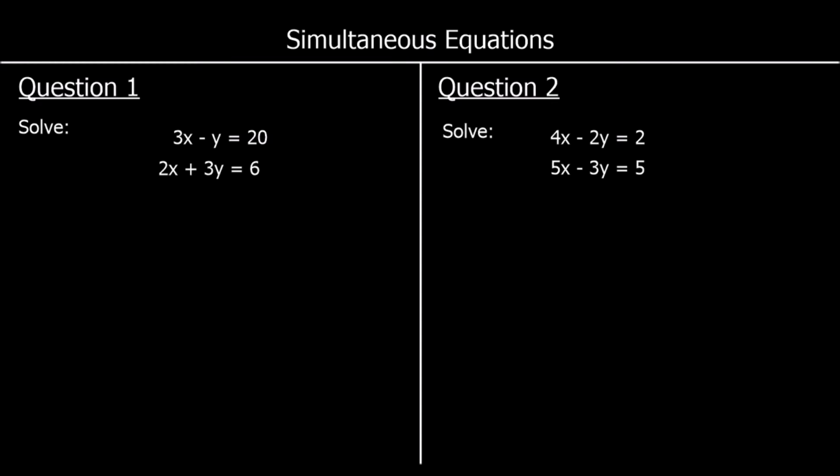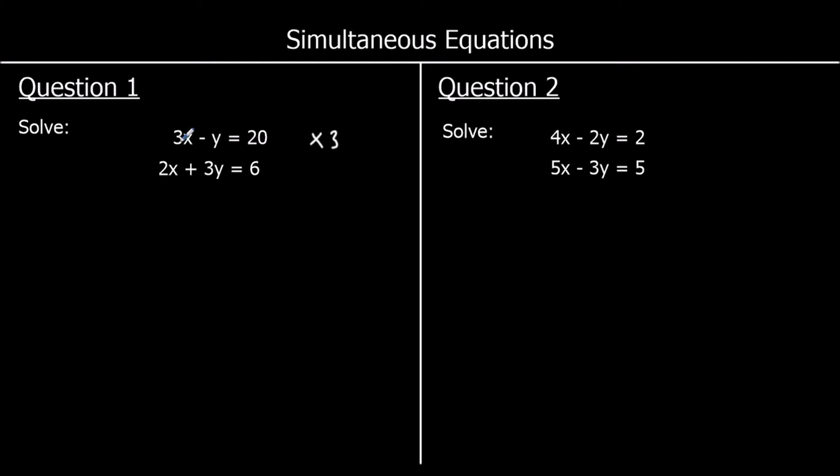Simultaneous equations. We can solve simultaneous equations by elimination. To do that, we need to make the x's the same or the y's the same. So for question 1, I could make the x's the same by multiplying the top equation by 2 and the bottom equation by 3, and that would give me 6x for both of them. Or I can make the y's the same by multiplying the top equation by 3, and I'll have 3y for both of them. So I'm going to do that.